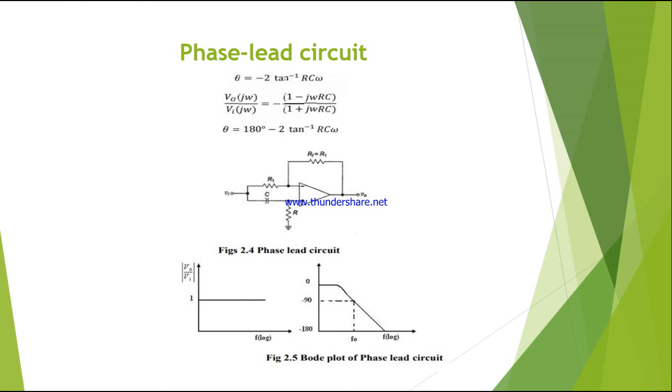The above equation signifies that the ratio of magnitude is constant, and the phase is obtained by theta equal to 180 minus 2 tan inverse of omega RC. After substituting omega equal to 2 pi f, theta can be written as 180 minus 2 tan inverse of f by f naught.